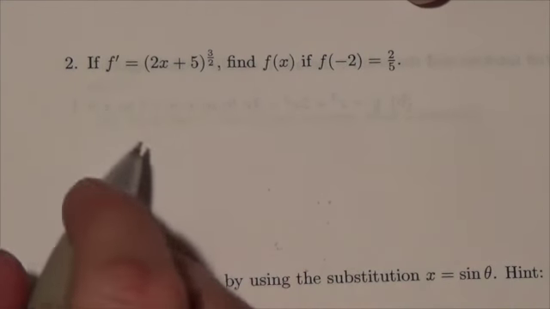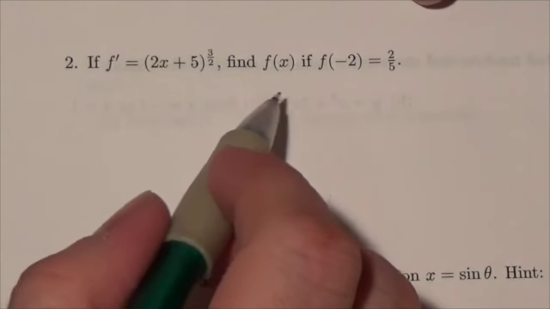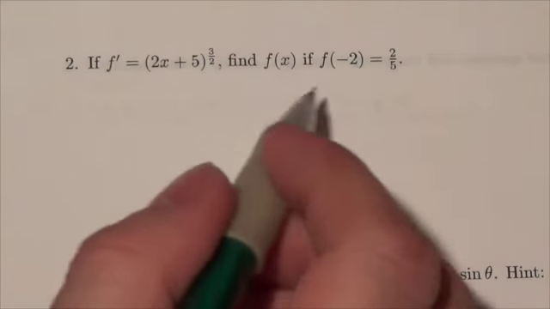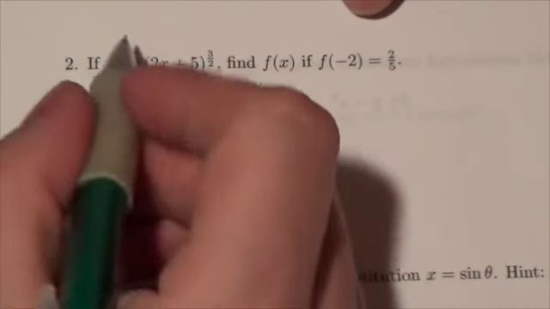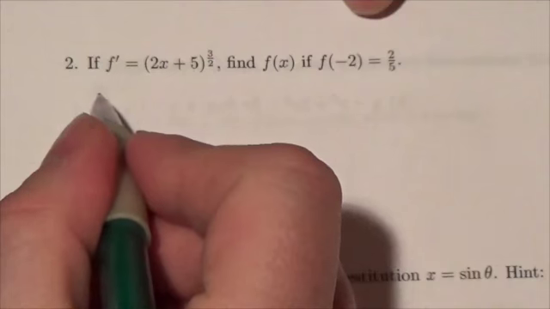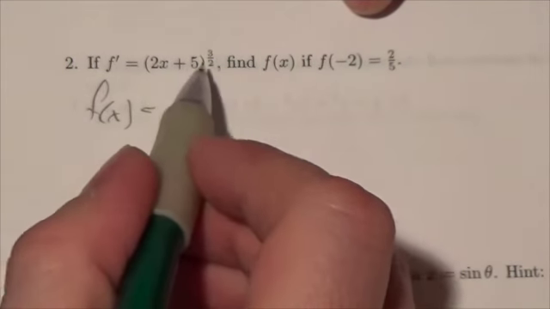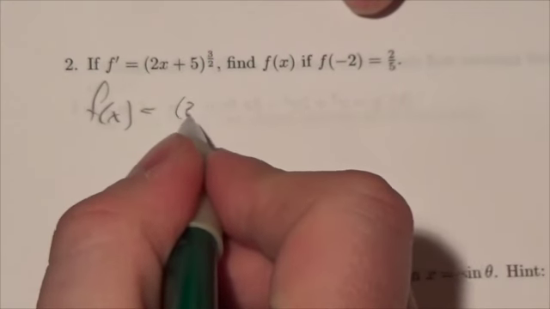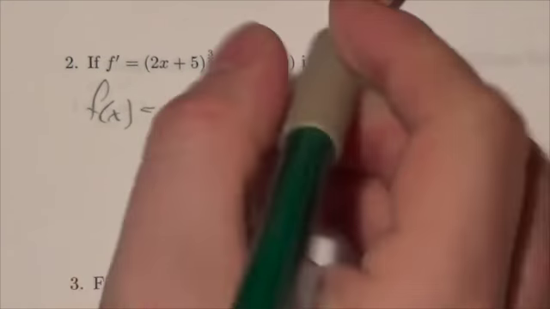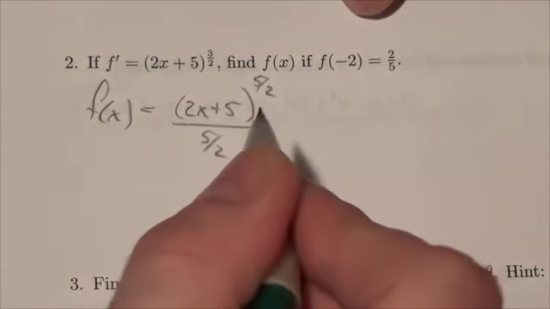This is question 2. What we've got to do here is figure out what the function f is, given a little bit of these parameters. We know that the derivative of f is (2x + 5)^(3/2). So the antiderivative, well, this is something we can kind of guess at here. We're going to increase the exponent by 1, so this will end up being (2x + 5) to the 5/2, and then we're going to divide by 5/2.